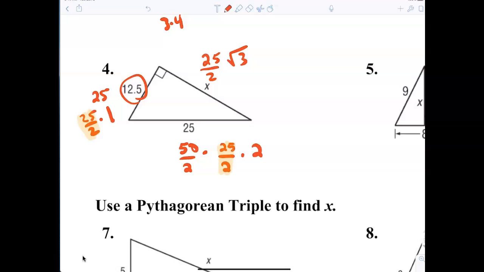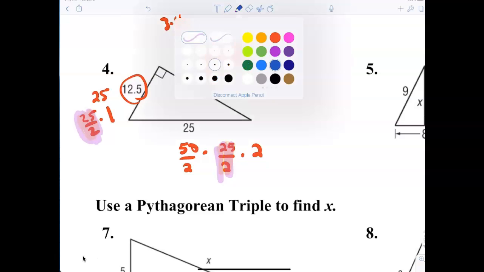Does everybody understand where I got the 25 over 2 from? Well, the reason I got 25 over 2 is because 25 over 2 was a common factor here and a common factor over here. So far, so good with that? Yes or no? And what was left behind? The 2 and the 1. Come on, I like that.